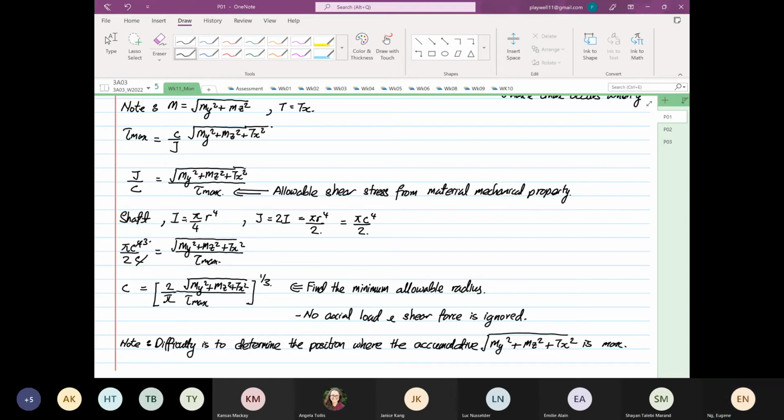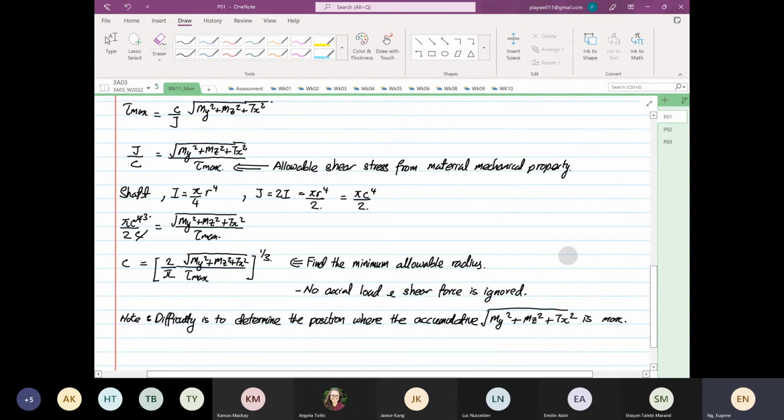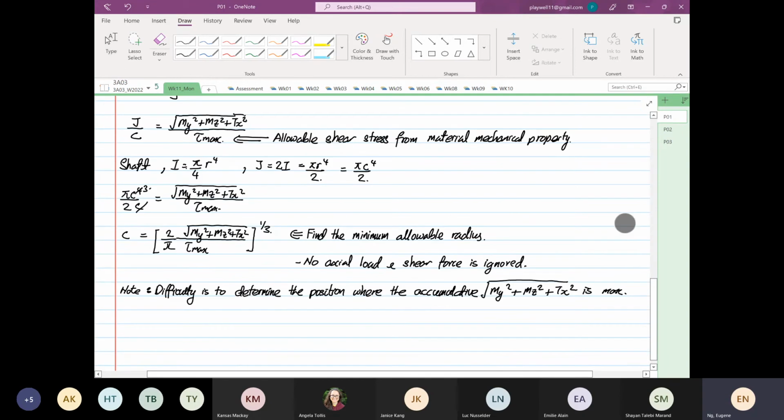So we ignore it. If in your shaft design you have to consider it, you cannot apply this formula. You have to do whatever I taught you in week 8. You have to include your shear force. So for this example over here, we are going to the example now.